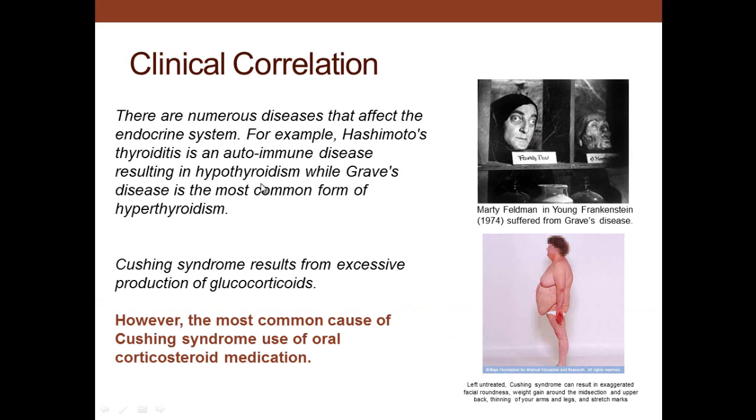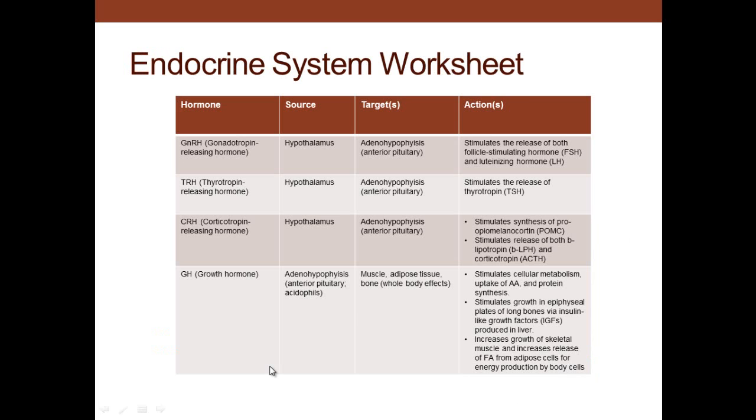And in terms of our clinical correlation, here we can have thyroiditis, autoimmune disease caused hypothyroidism, while Graves' disease is the most common form of hyperthyroidism. So you can have too little or you can have too much. Remember Young Frankenstein? This guy suffered from Graves' disease, hyperthyroidism, with the eyes all popped out. Cushing's disease results from excess amount of glucocorticoids. However, the most common cause of Cushing's disease is medication itself.